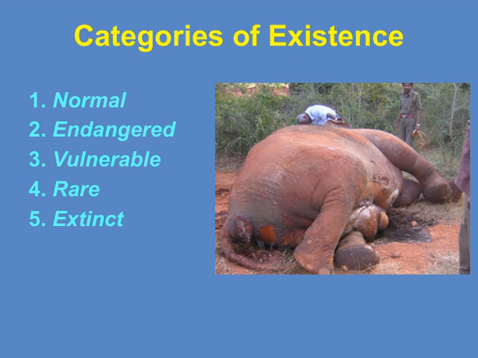Recognizing where species fall within these categories helps us understand the overall health of biodiversity and highlights the importance of conservation. Each category tells a story about the current state of our planet's life forms and underscores the urgency of our efforts to preserve the richness of life on Earth.